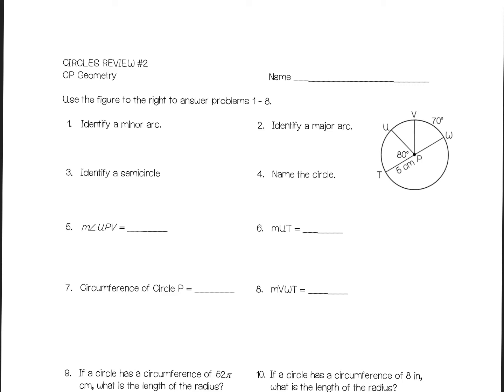So a minor arc is going to be an arc that is less than 180, named with 2 letters. There are several in the diagram, but specifically the one I'm seeing right now is TU. And then you're just going to want to make sure you also put the arc symbol over top.